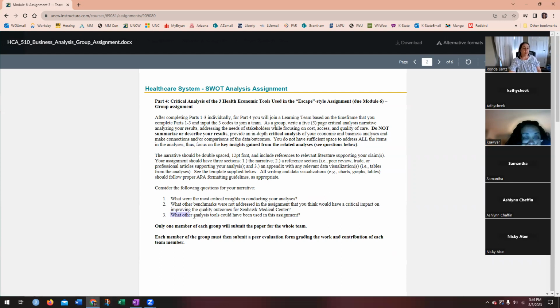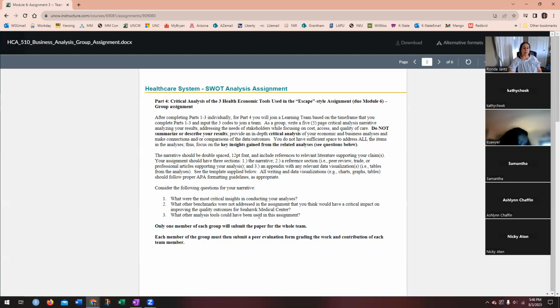And then this final question, what other tools could have been used? And there's a myriad of things here. If you've taken the statistics class, you would have probably learned about ANOVA, maybe multiple regression. The ones that are used often in healthcare are cost minimization or cost consequence. Those are the two that I see mentioned a lot in this other analysis tools. And I would mention one or two and go through those.